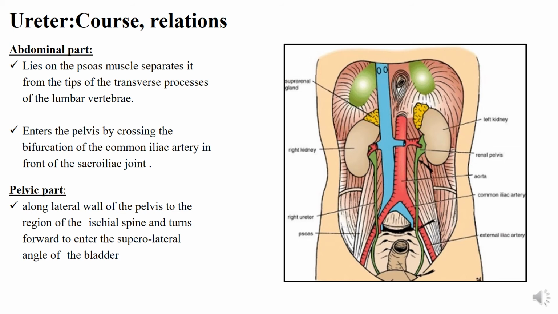If there is any problem with this physiological valve, then the backflow of urine will happen, and there is a possibility that microbes can travel from the urinary bladder up through the ureter, and this can infect the kidneys.